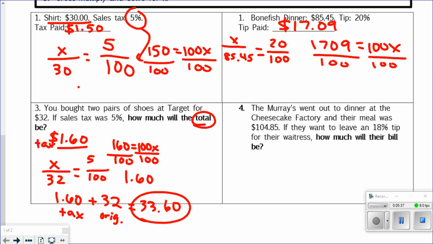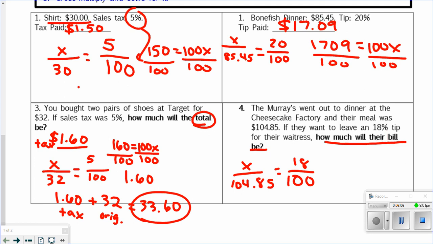Okay. All right, moving on to number 4. The Murrays went out to dinner at the Cheesecake Factory and their meal was $104.85. If they leave an 18% tip for their waitress, how much will their bill be? So again, we're looking for the total here, not just the tip, but we still do have to find the tip. So it's $104.85, and we don't know how much money in tip we're paying. We're going to give our waiter 18% tip.